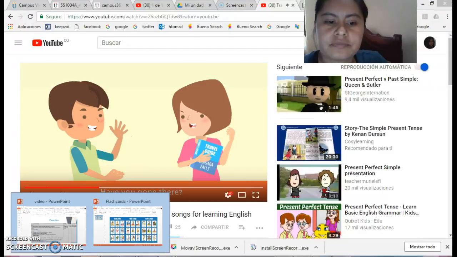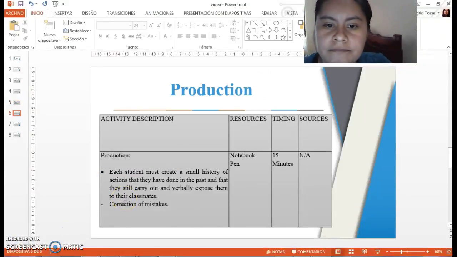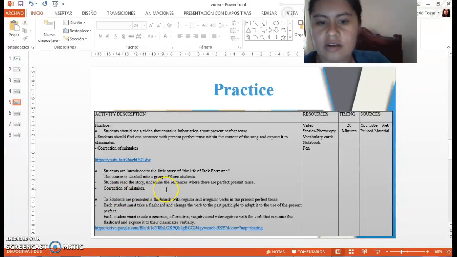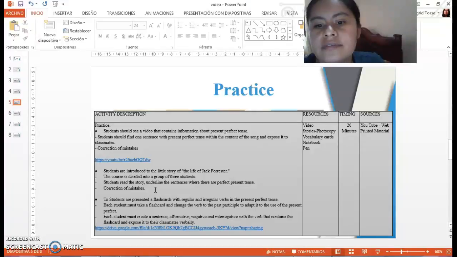Okay. When they develop this part of the video, the students develop the reading of a little story of the life of Jack Forrester. For this activity, the course is divided in groups of three students. The students read the history, and each group underlines where the present perfect tense appears.